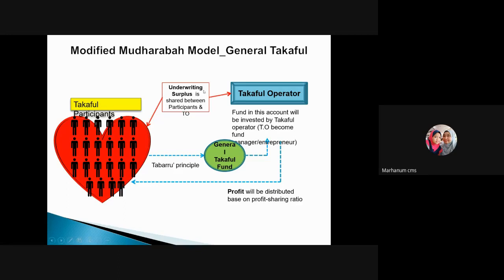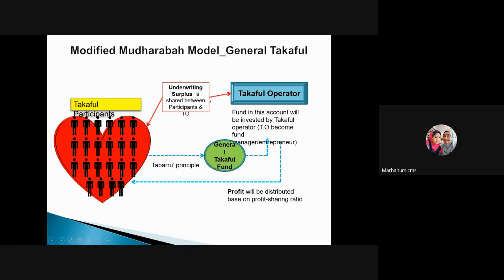Why is it modified? Because now the Takaful operators asked permission from Bank Negara to share the underwriting surplus. To sustain and to compete with the conventional ones, they want to get more profit. So that is why they asked permission from Bank Negara to share the underwriting surplus. Now it is practiced in the market: the underwriting surplus is shared between the Takaful operator and the Takaful participant. So no more PO model; it will be the modified Mudarabah model. One fund for general Takaful, and profit will be distributed based on the profit sharing ratio between the participant and the Takaful operator, and the underwriting surplus is shared between them. So the Takaful operator can generate more profit later on.